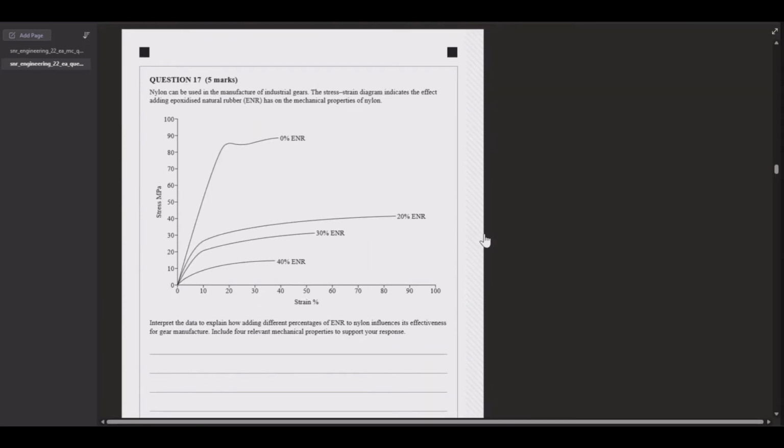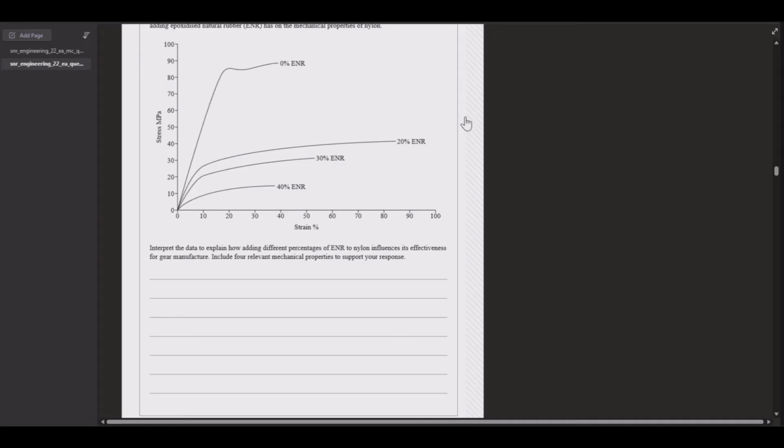Okay, the next question. Nylon. If we remember nylon, this is for wear pads because it's got really great thermal and chemical resistance, and it's very tough. We're going to be using that for gears, wear pads, brakes, etc. We're comparing different types of nylon here.